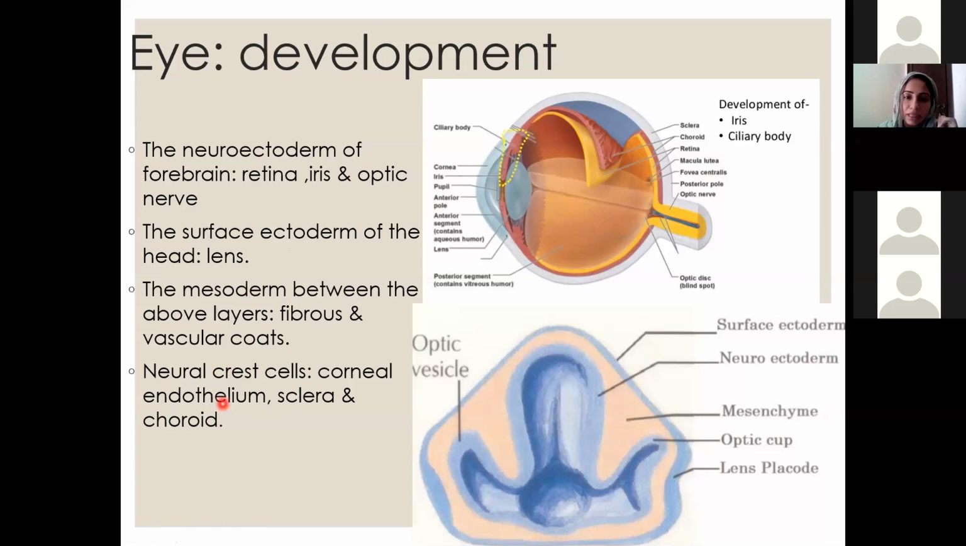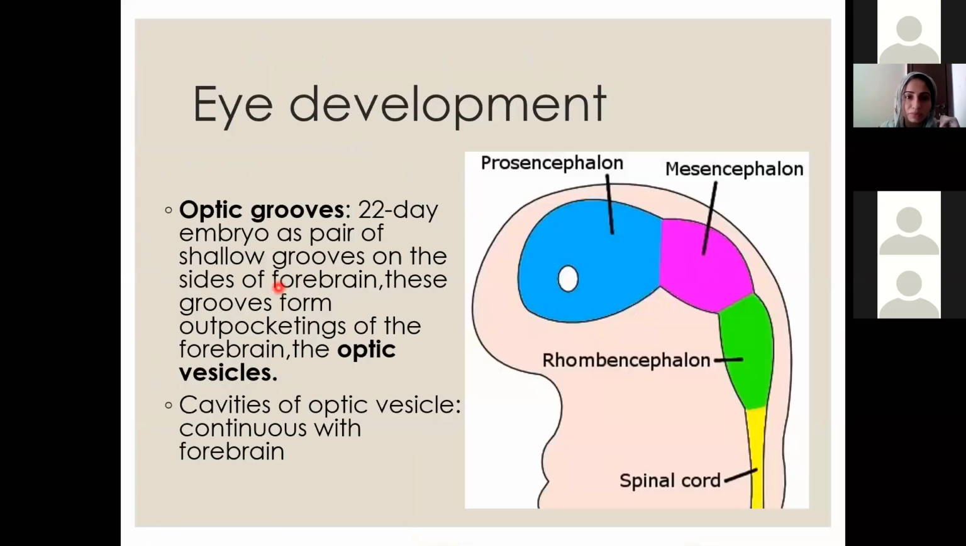Similarly, the corneal endothelium and some part of the sclera and choroid are also formed by the neural crest cells. You will come to know. So, on which day of life does the eye start developing?